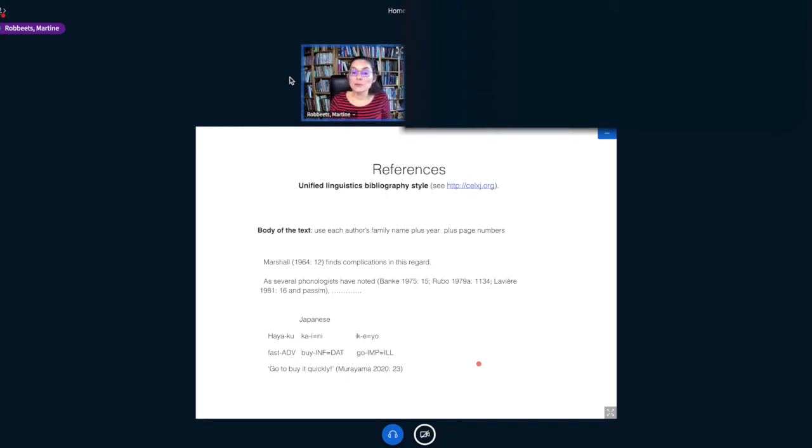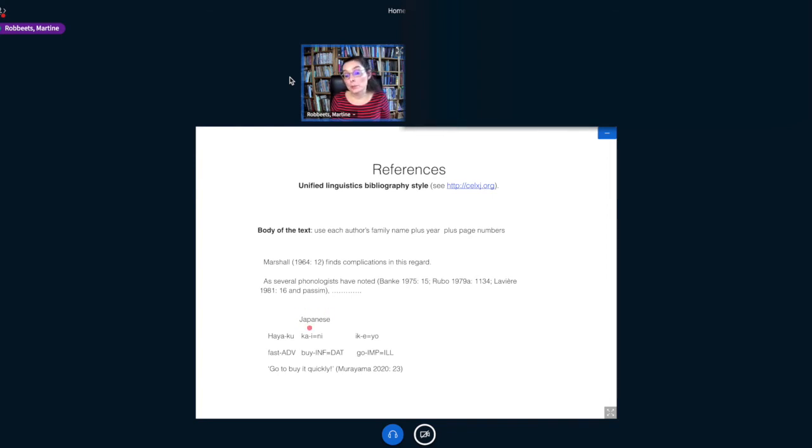One thing to keep in mind is that in the body of your text or in the body of your slides, you can refer to an author by using his family name plus the year plus the page numbers. For instance, here, Marshall 1964, colon 12, finds complications. Or as several phonologists have noted, and then between brackets you put a reference to all the phonologists.